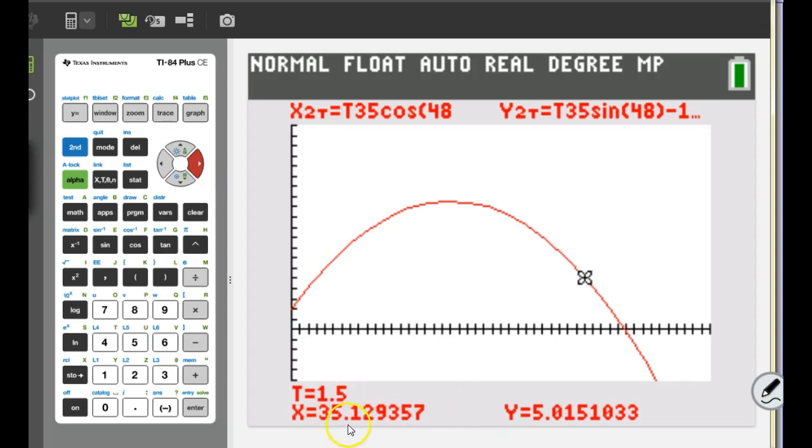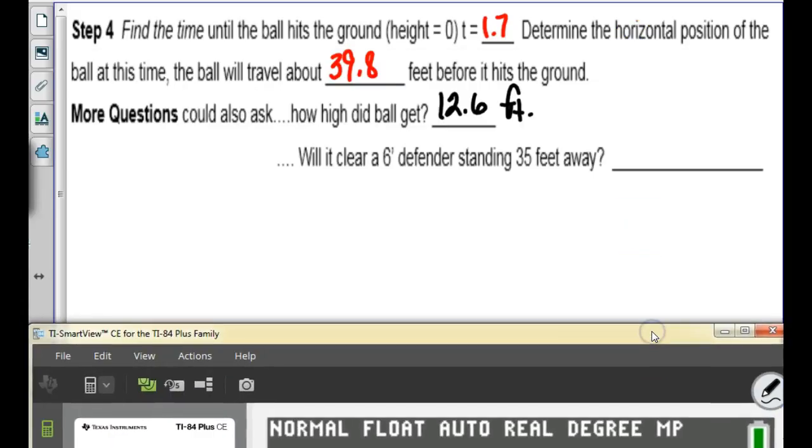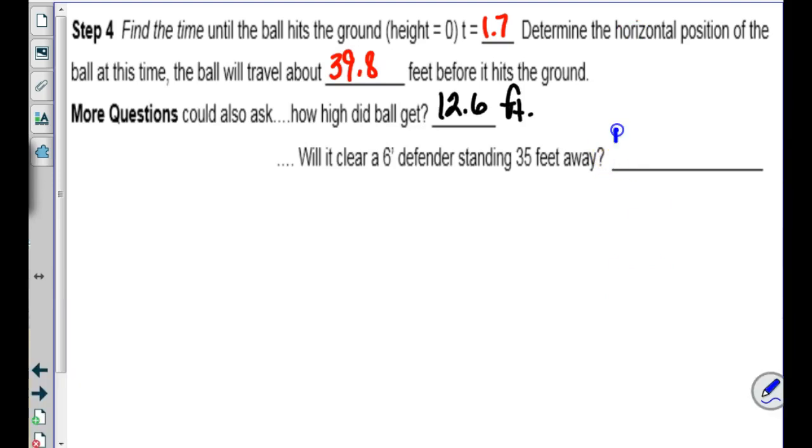When x is about 35 feet away from me, the height of the ball is about 5 foot. Okay, so it does not clear the defender. At x equals 35, it's only 5 feet up. We can hope it hits the defender smack in the face or something. I don't know, but it does not clear the defender.